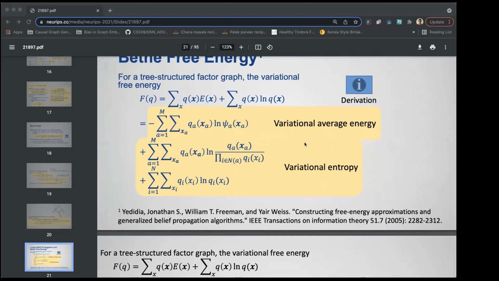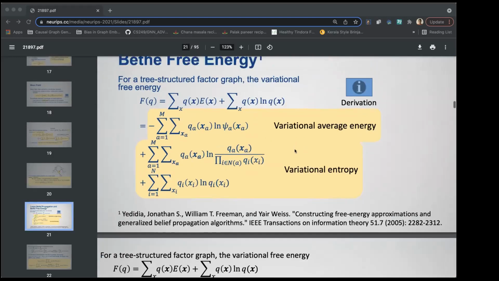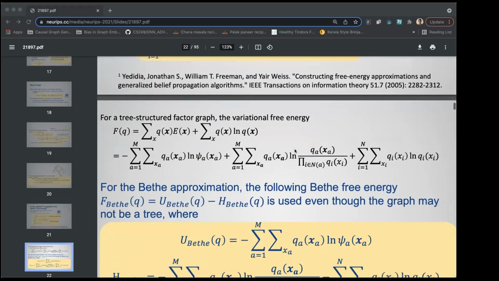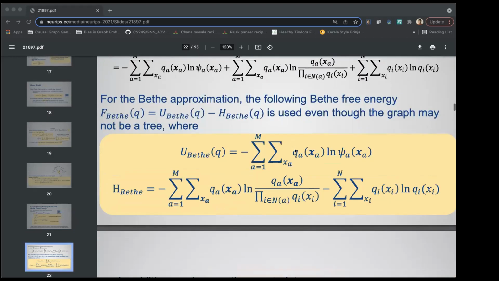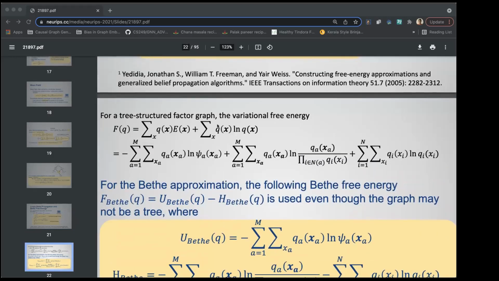Don't worry too much about this because we're going to continue and it's not brought up much later. But we can make the same assumptions about an arbitrary graph that may have cycles. So the variational free energy is going to be approximate, while the variational free energy for the tree structured factor graph is this.